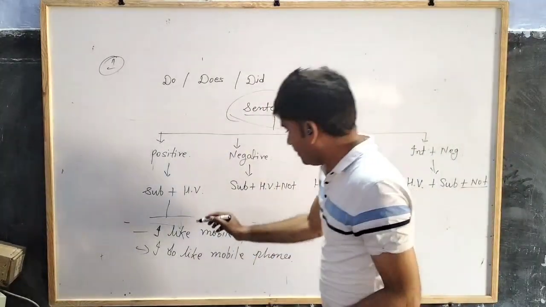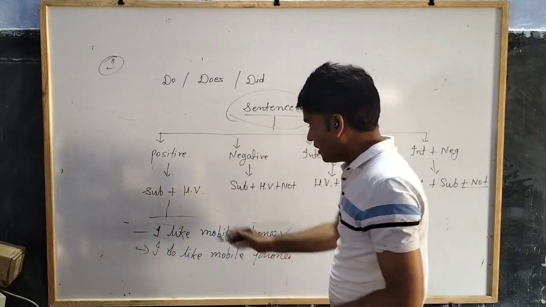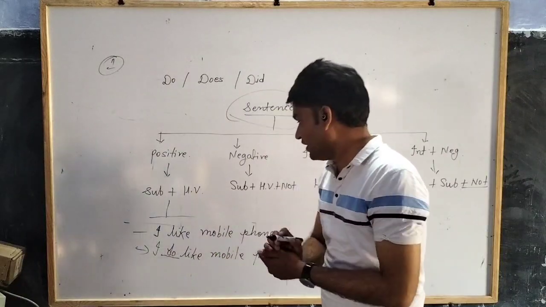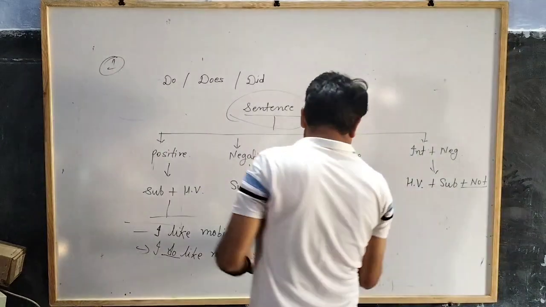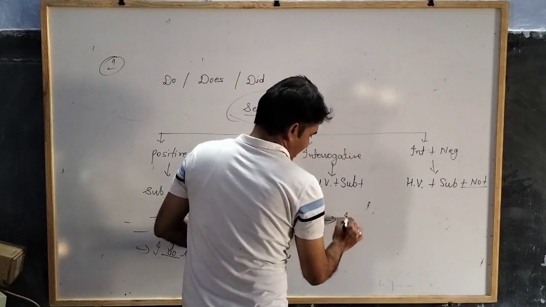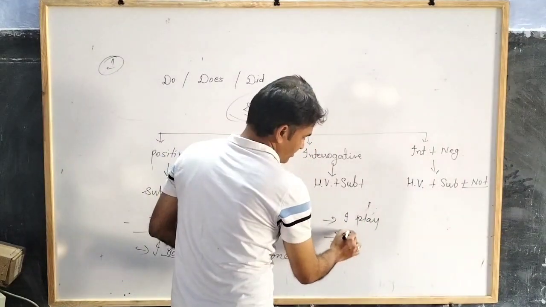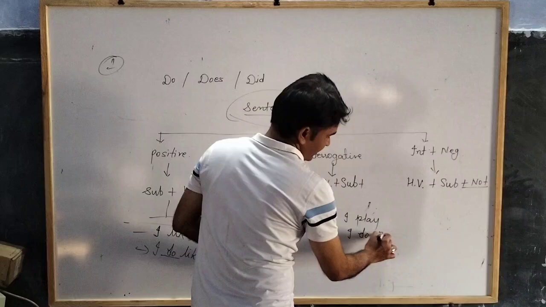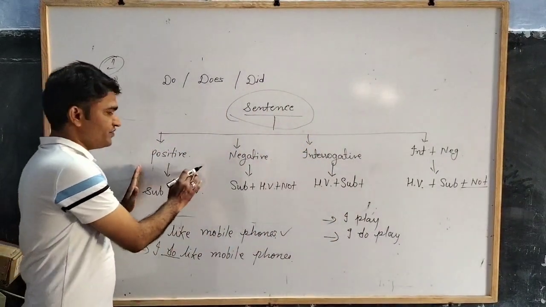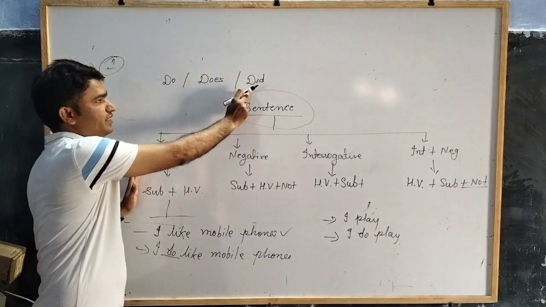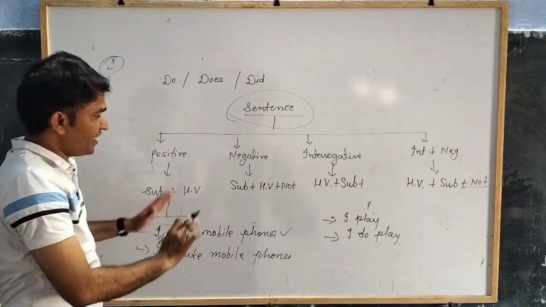So see, in this first sentence, I like mobile phones, it's also correct. Second, here is a do. I do like mobile phones, it's also correct. If you write, I play, it's correct. And if you write, I do play, it's also correct. So this happens only in positive sentences with do, does, and did, not with any other helping verbs.